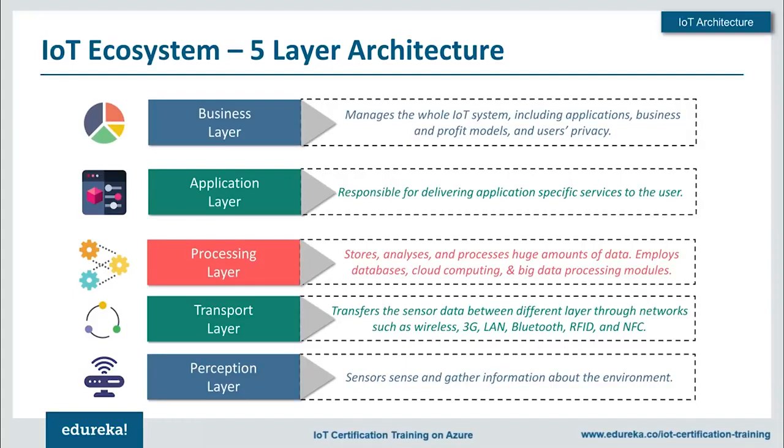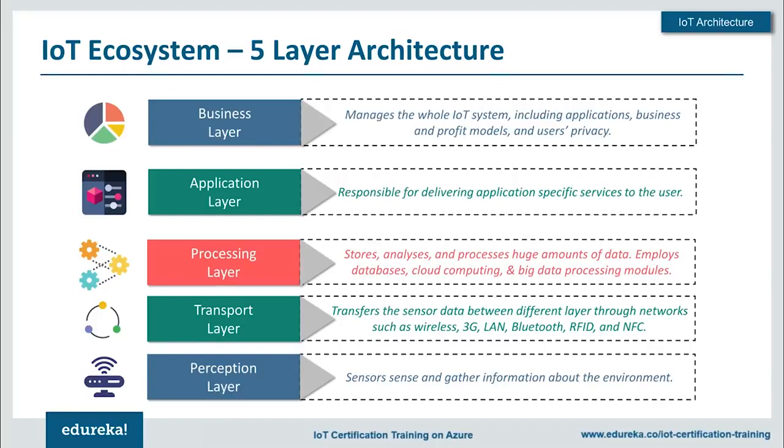Now, again, the perception layer remains the same, gathering the information from the sensors, but the transport layer transports the data from the sensor to the processing center. This could be through a wireless system, Bluetooth, RFID, 3G, NFC, or any medium that I choose. Once the information has been transmitted, the processing layer comes into the picture, which stores the relevant information, analyzes it, and processes it as per the user's requirement. Again, this could employ various databases, cloud computing services, as well as big data processing modules to store this information as well as process it.